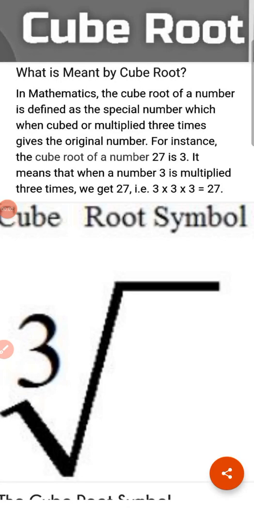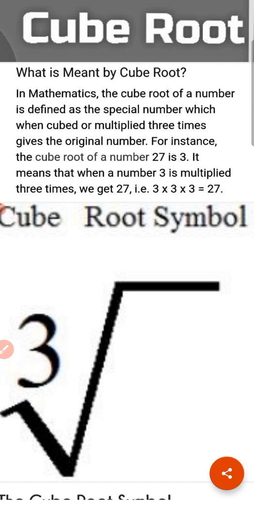Good morning, children. In our previous class, we learned about cube numbers. If we multiply a number by itself 3 times, we obtain the cube of a number. Now we are going to learn about cube root of a number.